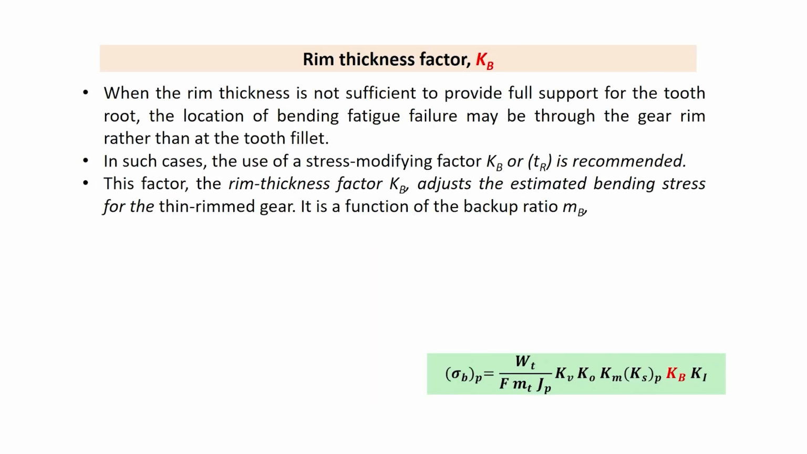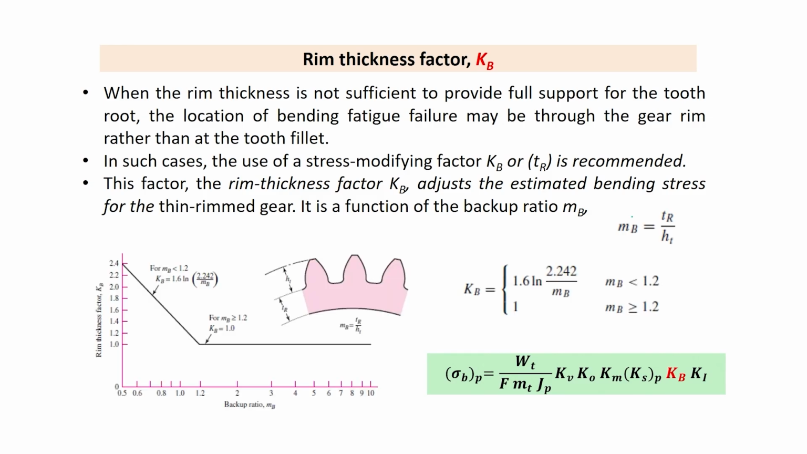Well, then the rim thickness factor. The rim thickness factor depends on the value of MB, which is equal to the thickness of the rim if the gear is made on the rim, not on the solid blank. Then the rim thickness is TR and the total height of the gear tooth is HT. So, the ratio is TR divided by HT.